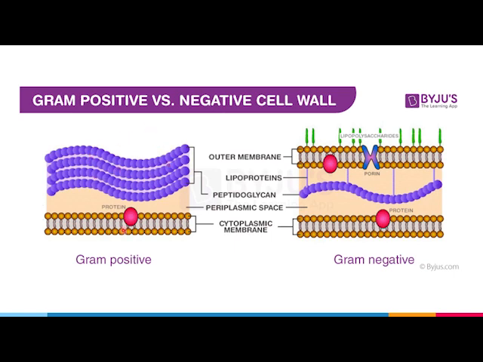So this is what gram-positive bacteria have. Instead, what do gram-negative bacteria have? They have an extra layer. They have a cell membrane, a peptidoglycan layer, and an outer membrane, which is made up of lipopolysaccharides. This is the main dividing characteristic between gram-positive and gram-negative bacteria. That is, gram-positive do not have an outer membrane of lipopolysaccharides, and gram-negative have a layer of lipopolysaccharides.